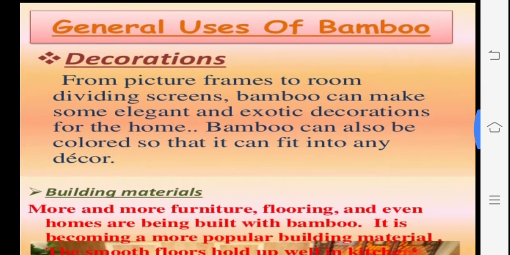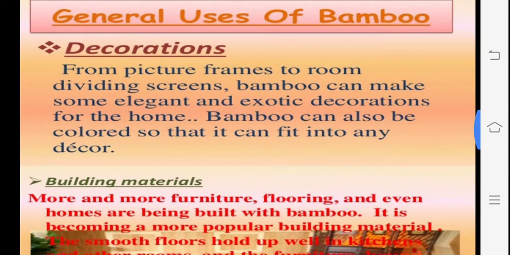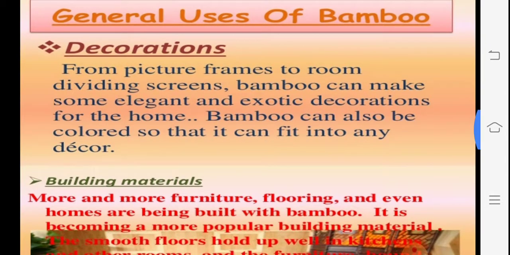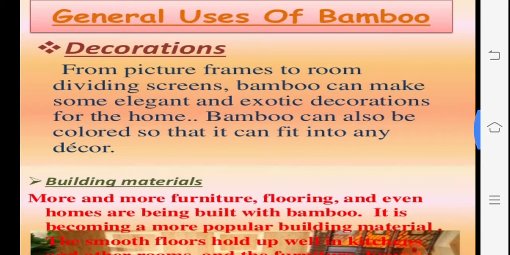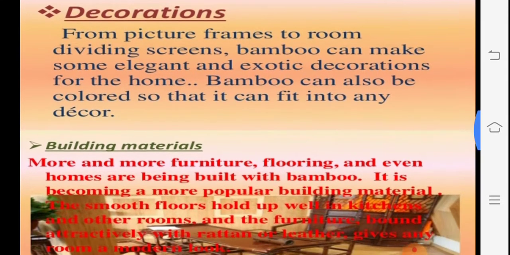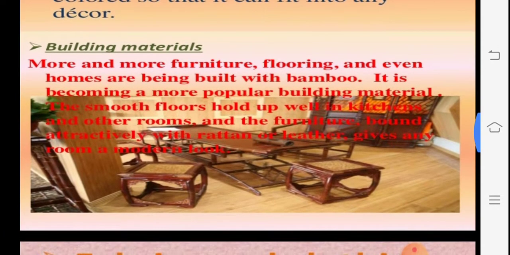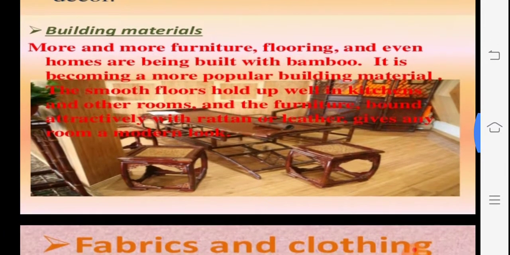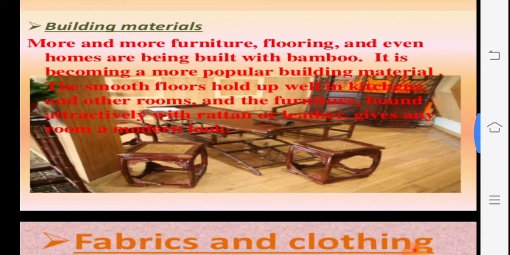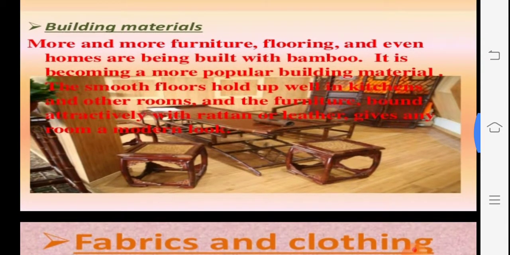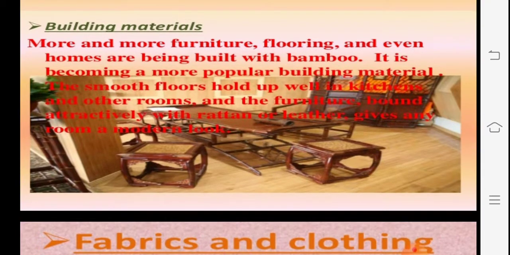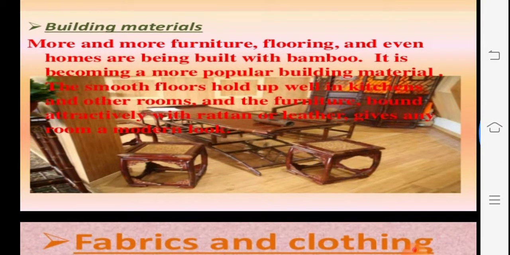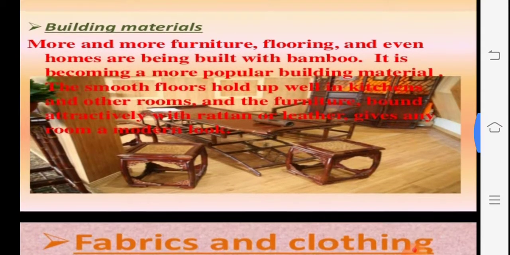And generally we know the uses of bamboo: they are used in the villages for frames, room dividing screens, and also as exotic decorations. Nowadays we know different bamboo products, and we are going to see some photographs. Nowadays they are commonly used for furniture, flooring, and even homes are built with bamboo, as it is a popular material for house building.